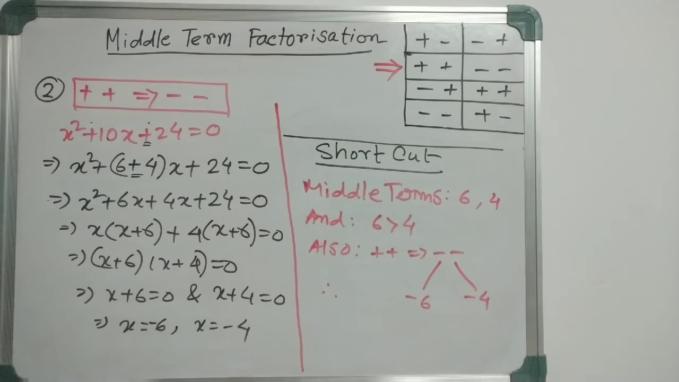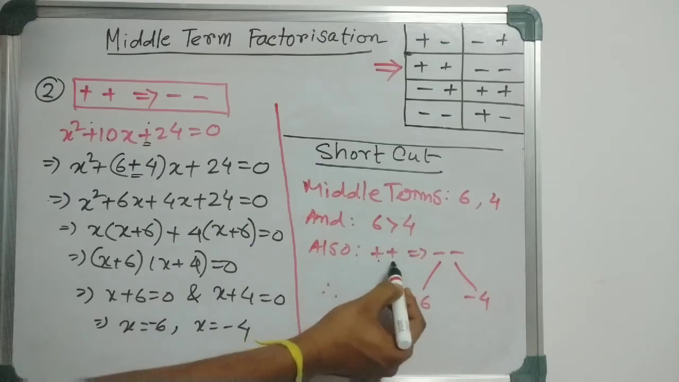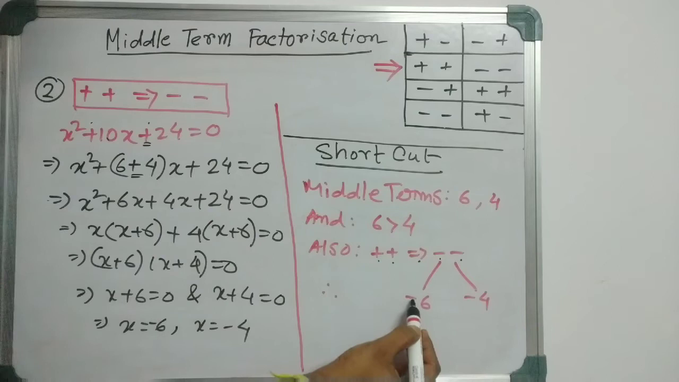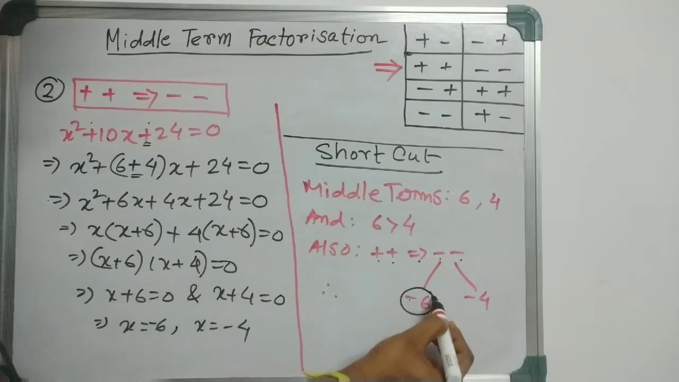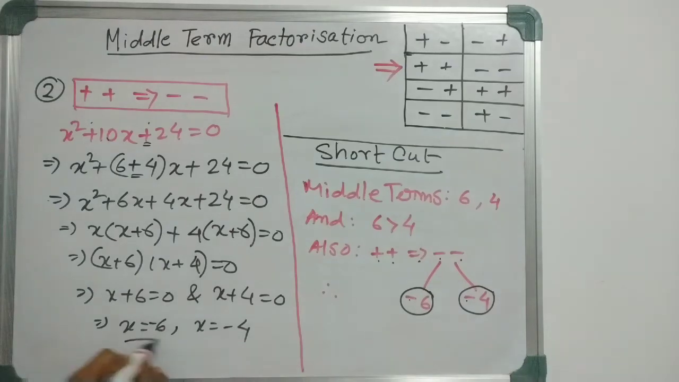Let's go for the shortcut. Here middle terms are 6 and 4 and 6 is greater than 4. Also positive implies negative. That is why this negative sign will come in front of 6 and this negative sign will come in front of 4. And here minus 6, minus 4 are the result.